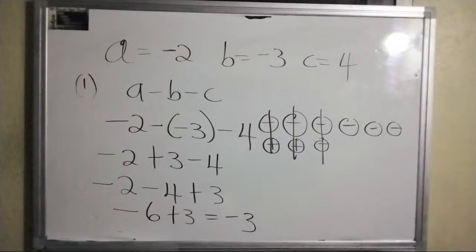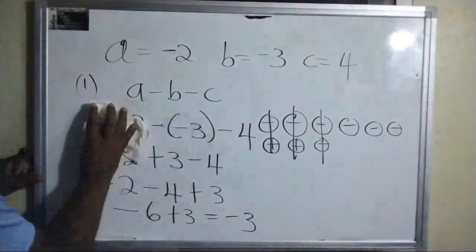Alright? So, guys, I want to try this one now. Same A equals negative 2, B equals negative 3. This one here, I'm going to involve a bracket.